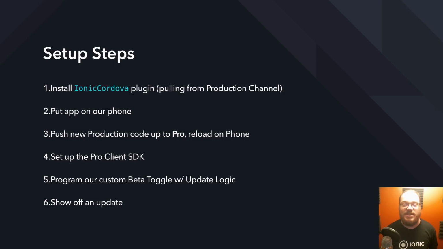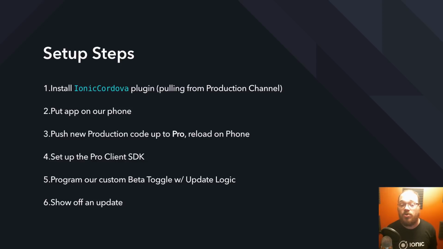So we're going to go through some simple setup steps, and I'm going to walk through all of this live so you get to see it, but let's just go over it really quickly. First, we're going to install the Ionic Cordova plugin. That's what actually allows you to perform these updates. We're going to hook that up to a production channel. Then we're going to put the app on our phones through Xcode. And then after that, we're going to push up some new code to Pro and reload our phone using Deploy using that new code that we wrote.